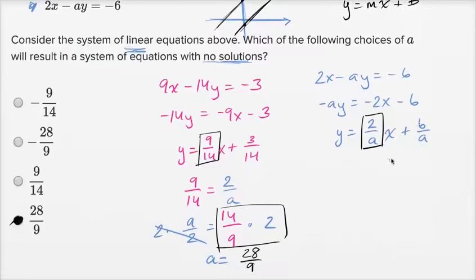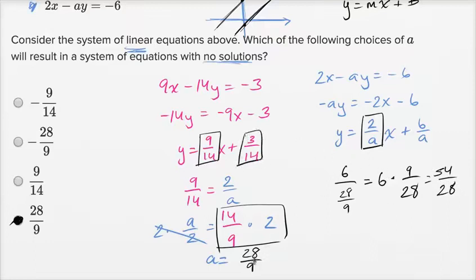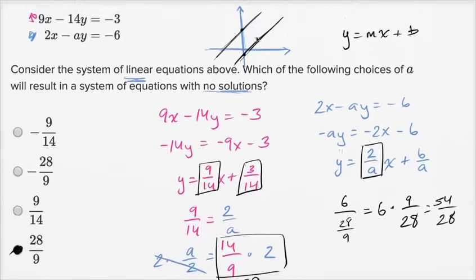This y-intercept is 6 over a, so it's going to be 6 over 28 over 9. Dividing by a fraction is the same thing as multiplying by its reciprocal. So it's going to be the same thing as 6 times 9 over 28, which is equal to 54 over 28. Which is clearly different than 3 over 14. So if a is 28 over 9, same slope, different y-intercepts, and you're dealing with parallel lines. They will not intersect, and you're going to have no solutions.